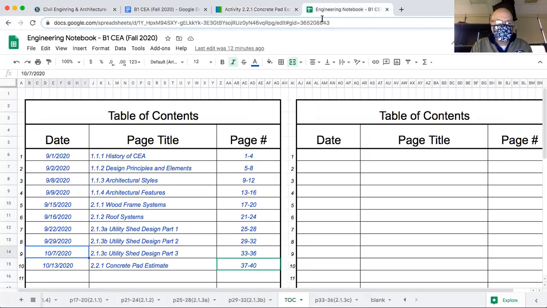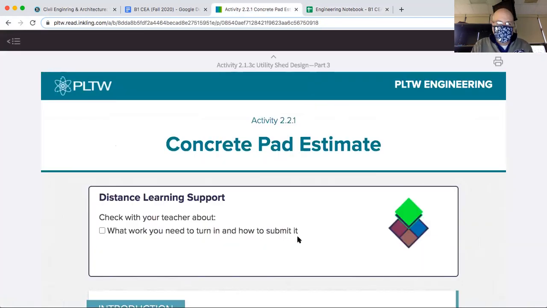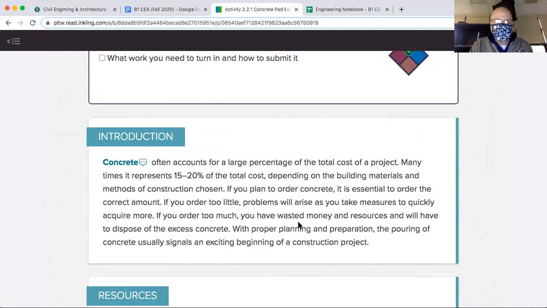That notebook entry should include a table of contents with the date, the title, and the pages that it's on. Mine is already up to 37, 38, 39, and 40. And so when you read a paragraph like this in introduction, you should take at least one note from this paragraph. There's a real easy little note right there that you should probably look at.